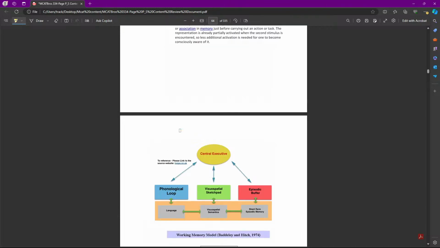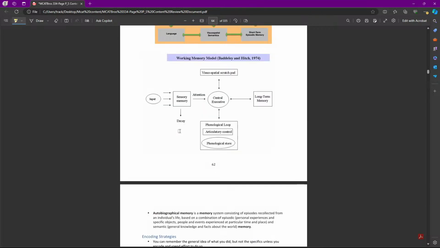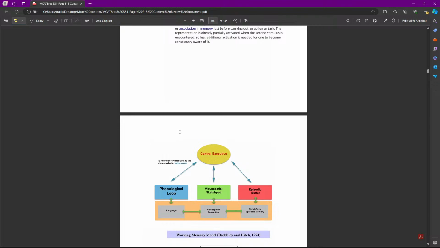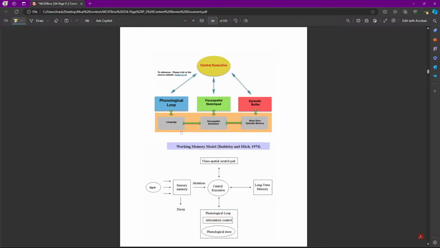So, here are diagrams. To reference, please use the link. The central executive has the phonological loop, the visuospatial sketchpad, and the episodic buffer. The central executive uses the phonological loop for language, the visuospatial sketchpad for spatial information, like a map of a town, and the episodic buffer for short-term memory.